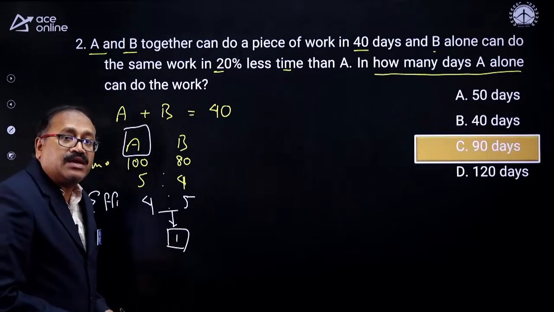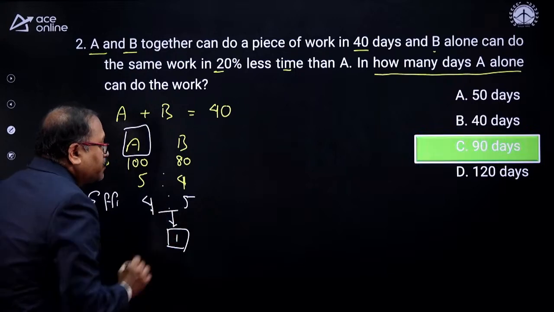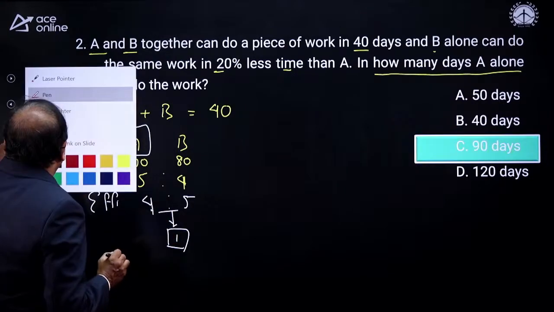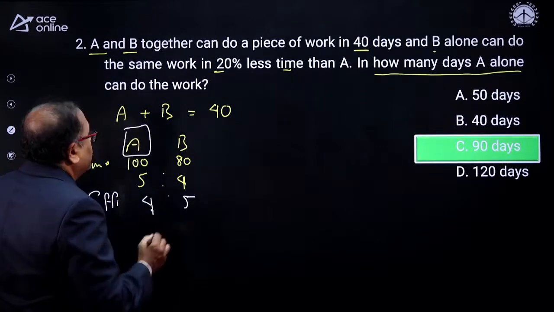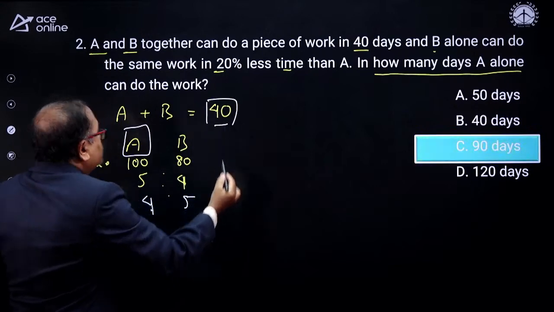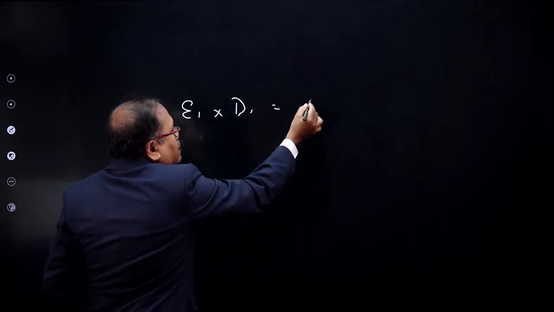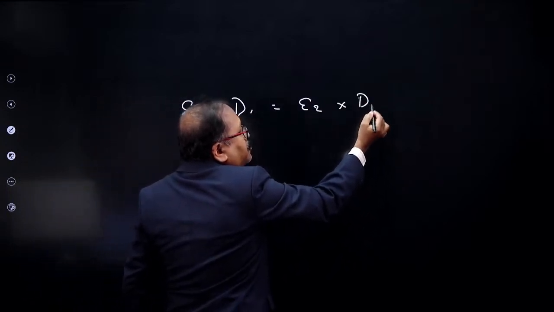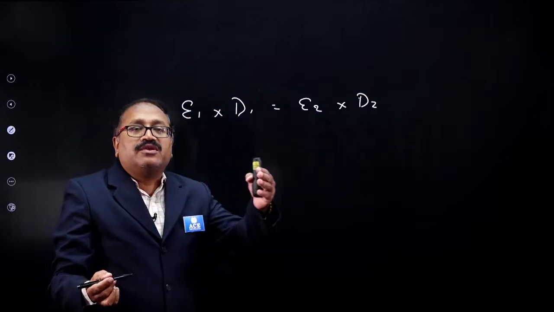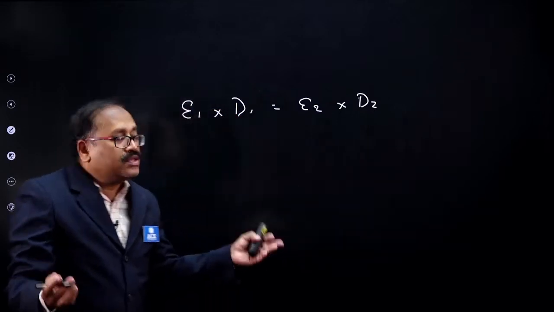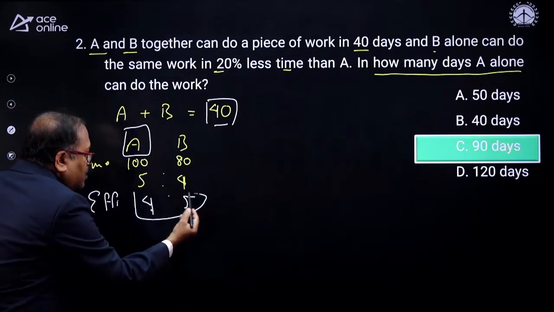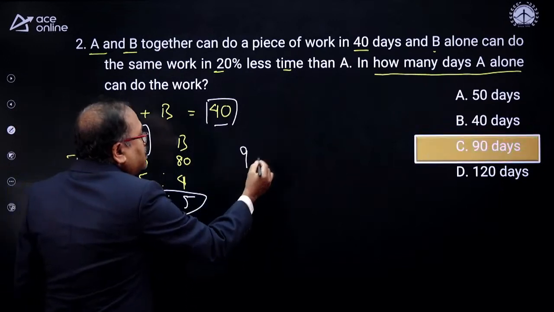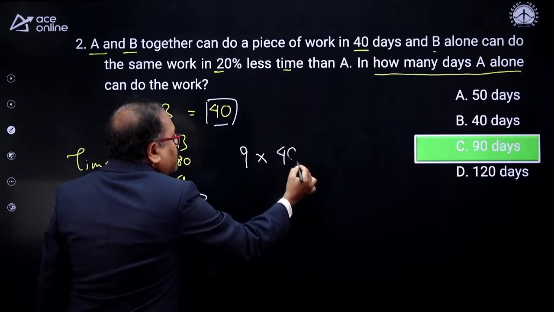Now in other words, when the efficiency is 4 plus 5, which is 9, I can answer this question this way. When the total efficiency is 9, the number of days is 40. We know a small formula here: efficiency 1 into D1 is equal to efficiency 2 into D2. This is the basic formula, like M1 into D1 into H1 by work 1 is equal to the same for the second case. So I am using that one. What is the total efficiency? The total efficiency is 9. When the efficiency is 9, the number of days is 40.